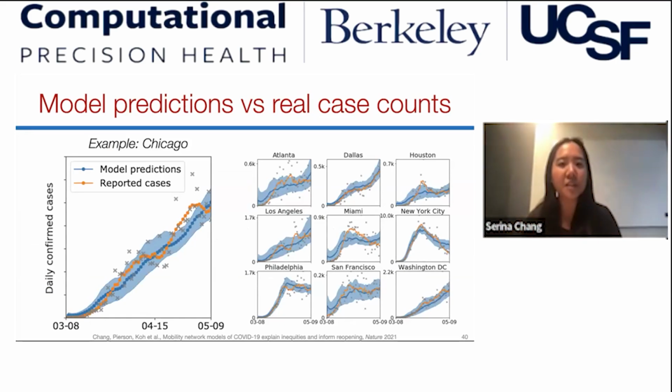And so, for example, here you can see the model can capture the linear trajectory in Chicago, but it can also capture harder curves, like in New York City, the cases go down, or in Philadelphia, the cases plateau. And certainly the fit isn't perfect, but again, our model only has 3 time-fixed parameters, and so the mobility networks are really bringing the power to the model to be able to capture these time-varying curves.